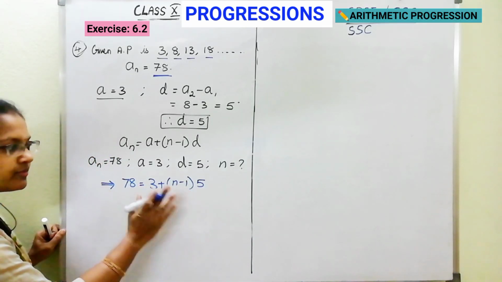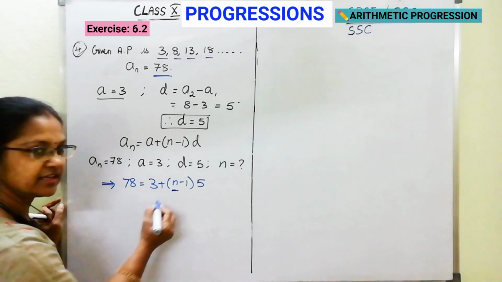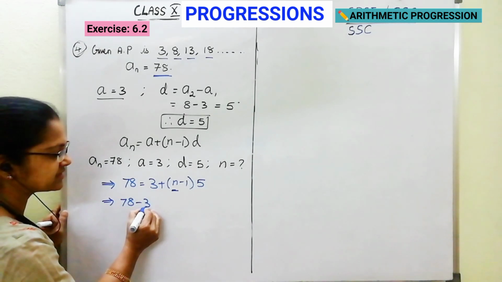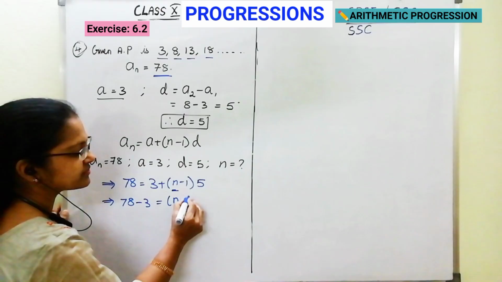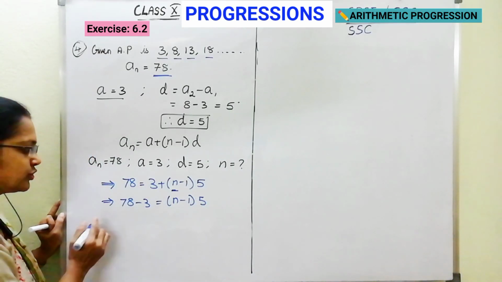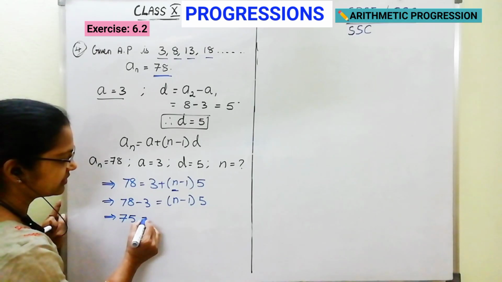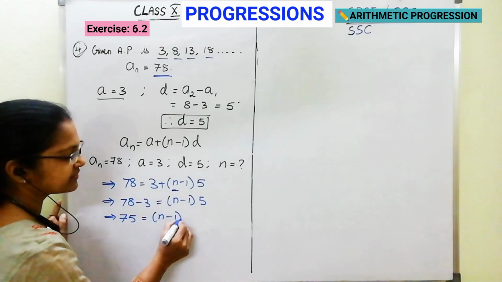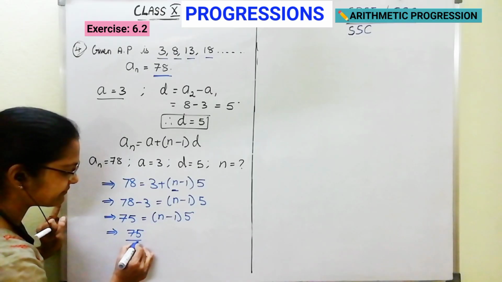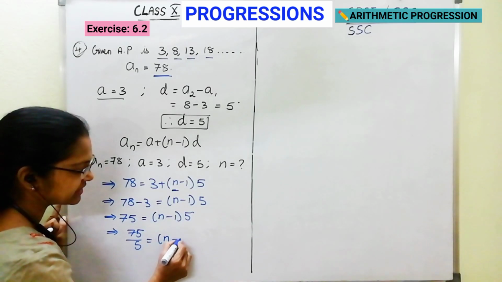Whenever we get a problem like this and we are supposed to find N, 78 plus 3 becomes minus 3 equal to N minus 1 into 5. Don't touch anything, just send the terms one by one to the other side. 75 equal to N minus 1 into 5. Now send 5 to the other side. 75 by 5 is equal to N minus 1.